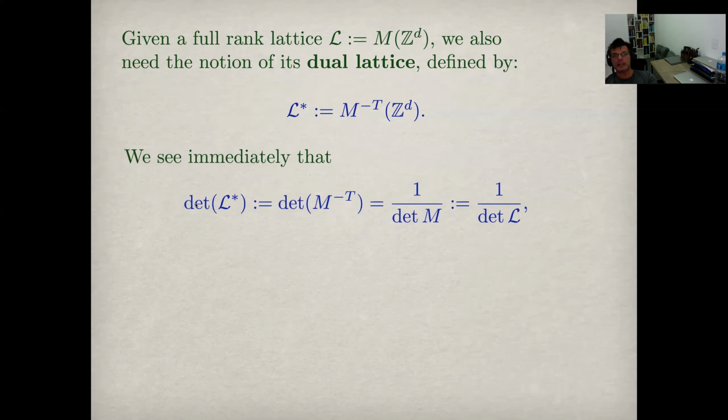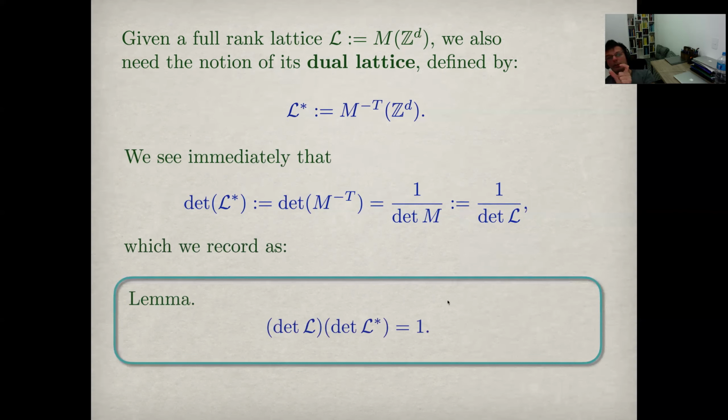We see immediately that the determinant of the dual lattice, by definition, is the determinant of the defining matrix, which is the determinant of M inverse transpose. By linear algebra, that's 1 over the determinant of M, and by definition, again, the determinant of M is the determinant of L, the original lattice. And so we immediately have this lemma that the determinant of the lattice times the determinant of the dual lattice is equal to 1, just by looking at this ladder of equalities. And that's it. So that's a quick intro to lattices. And there's a lot more, obviously.